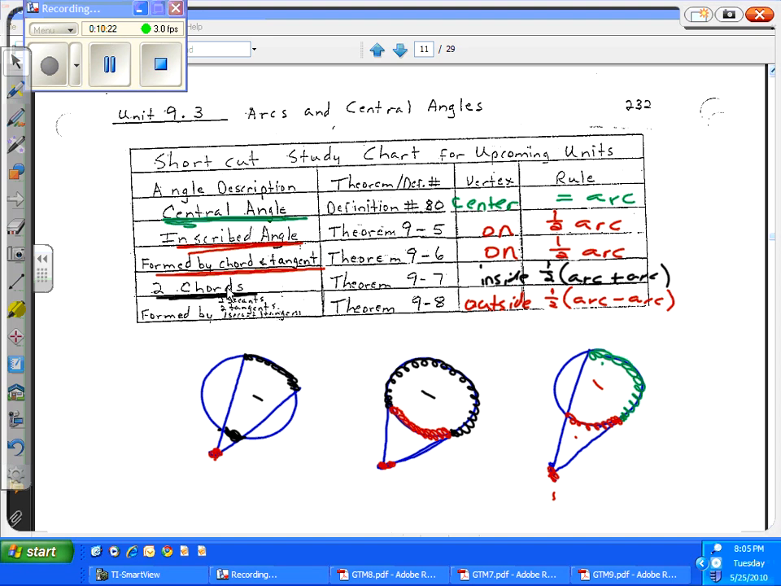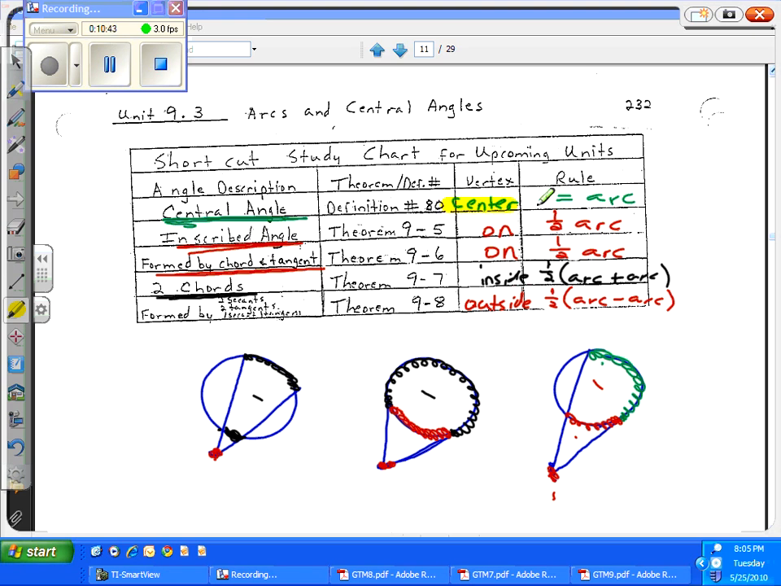An angle formed by two chords drawn in a circle is equal to one half the sum of the intercepted arcs. An angle formed by two secants, two tangents, or a secant and a tangent to a circle from a point outside a circle is equal to one half the difference in the intercepted arcs. Now, you really should memorize all of that with understanding, but it's this simple.